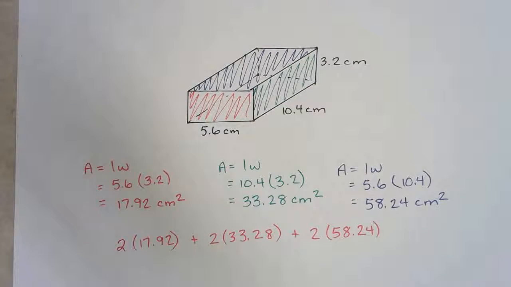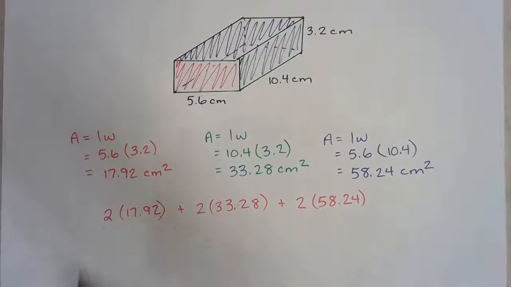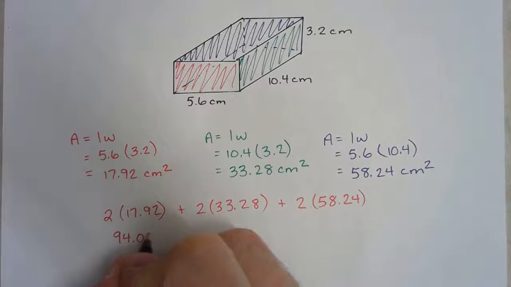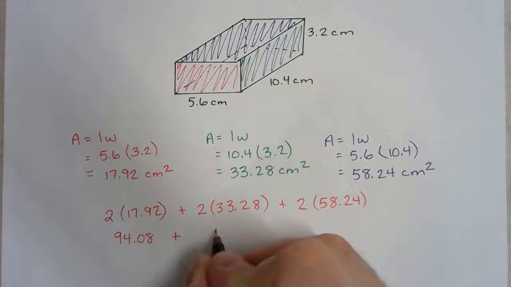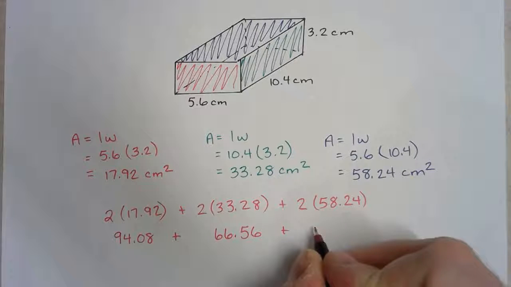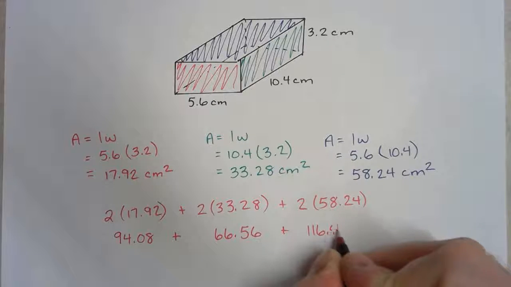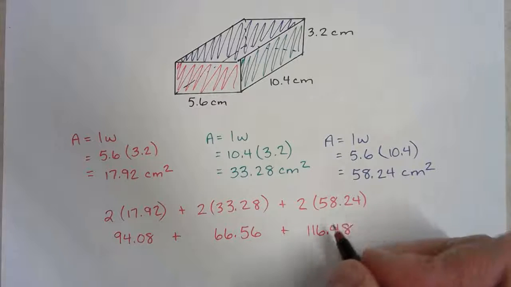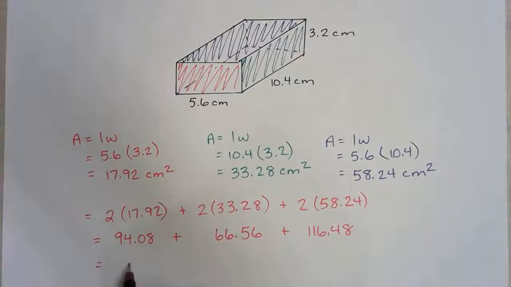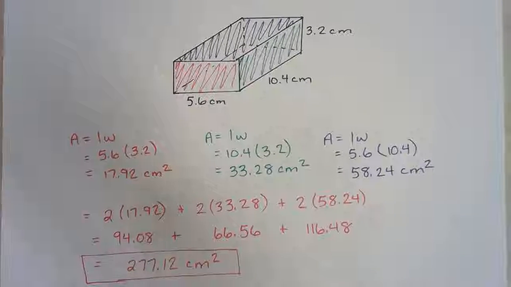So when I multiply these, for the red faces we would have 35.84, plus for the green faces 66.56, plus for the blue faces we'd have 116.48. When we add up these three groups of two faces, these six faces, we get a total surface area of 277.12 centimeters squared.